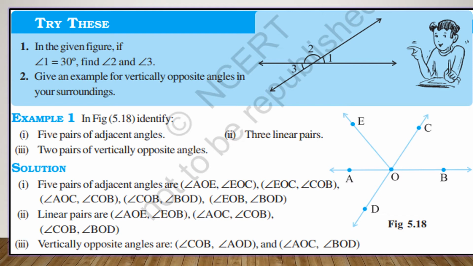First one again we can take from AOE. AOE is lying on the line AOB. Therefore, which is the remaining angle? AOE and EOB are one pair of linear pair. Similarly, one more angle you choose, AOC. AOC is also lying on the line AB, the AOB. Therefore, AOC and COB are one pair of linear pair. And similarly, you can find out COB and BOD.